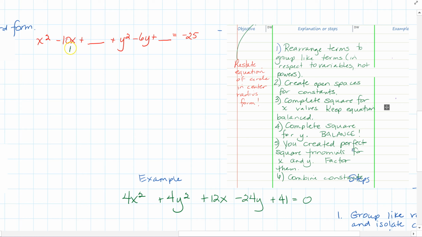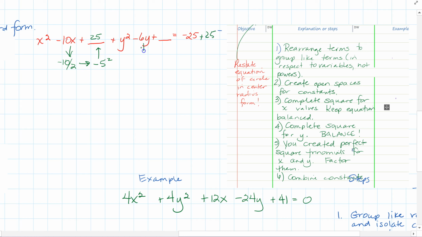I do the negative b divided by 2a. So negative 10 divided by 2 is equal to negative 5. Now when I square negative 5, I get positive 25. And if I add it to the left, I better add it to the right.